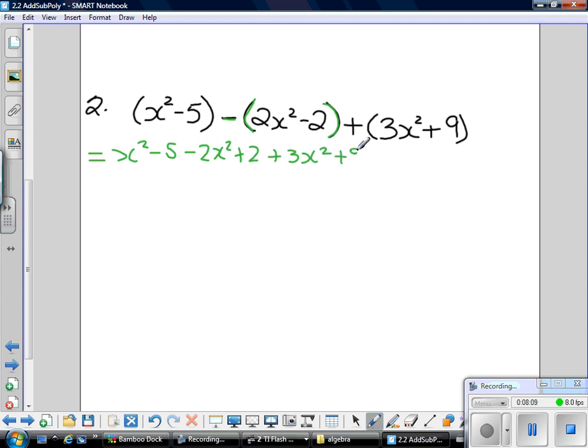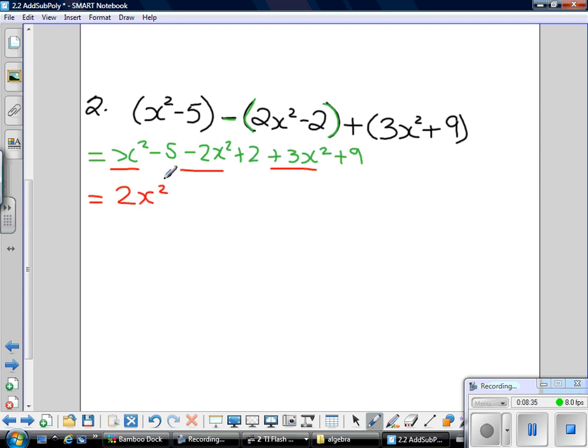Again, we're at the final step. We gather like terms. I have x squareds, so that's the first thing I'm going to do. And remember, I'm taking the sign with them. So I have a positive 1 minus 2 plus 3. So I have a positive 2x squared left.